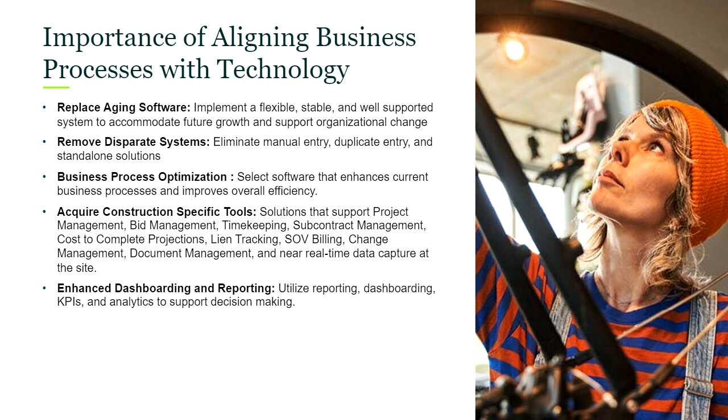We want to be able to remove disparate systems. Disparate systems cause a lot of manual entry, duplicate entry, and oftentimes they're standalone solutions, and so they don't necessarily flow naturally into reports or dashboards. And we need to give specific access to certain people in order for them to have visibility over the information that's residing there. Aligning our business processes with technology also usually enhances or optimizes our business process to improve our overall efficiency.